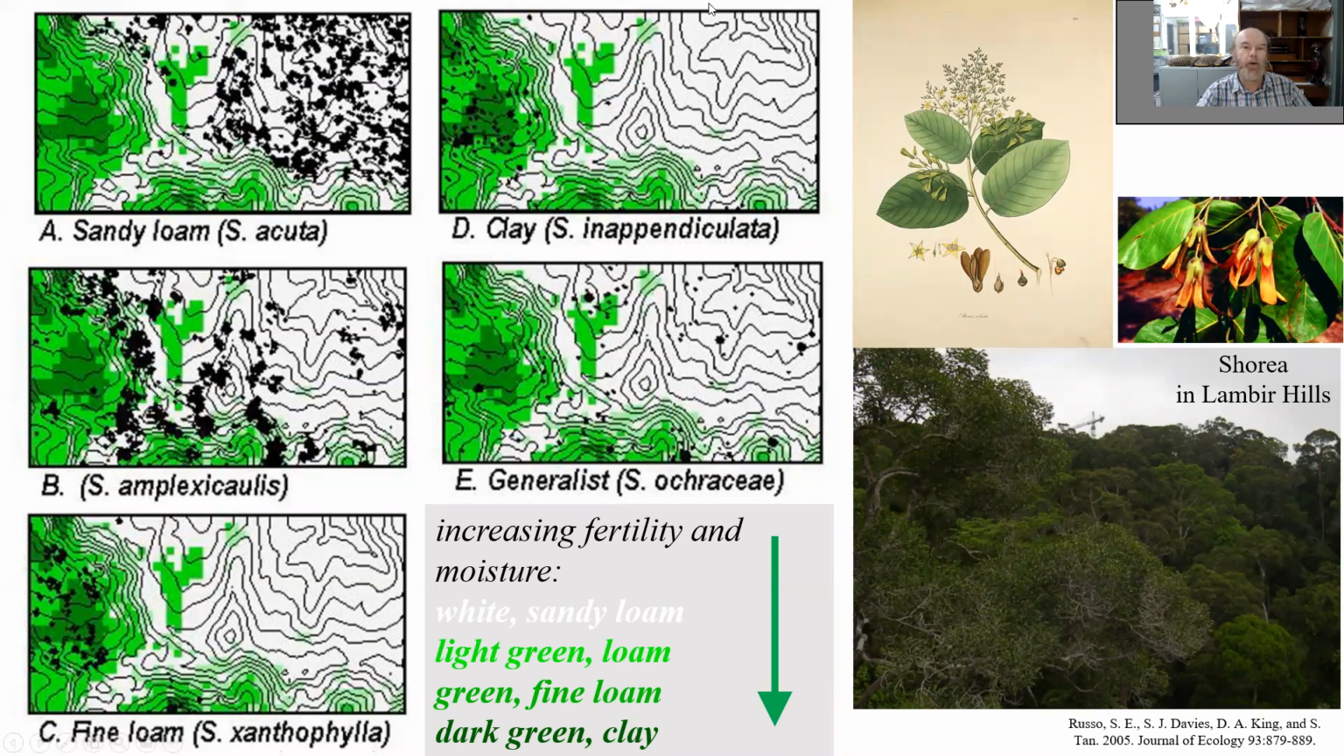This is again a 50-hectare plot with different elevations, and with also different soil types. So the soil types are in color here, and you can see the distribution of individual species. So sandy loam specialist is here, Shorea acuta, then Amplexicaulos as well. Then we have fine loam, Xanthophylla. Everything is in sort of middle green, and then there is an example of a generalist which is pretty much everywhere. Doesn't really care about soil.